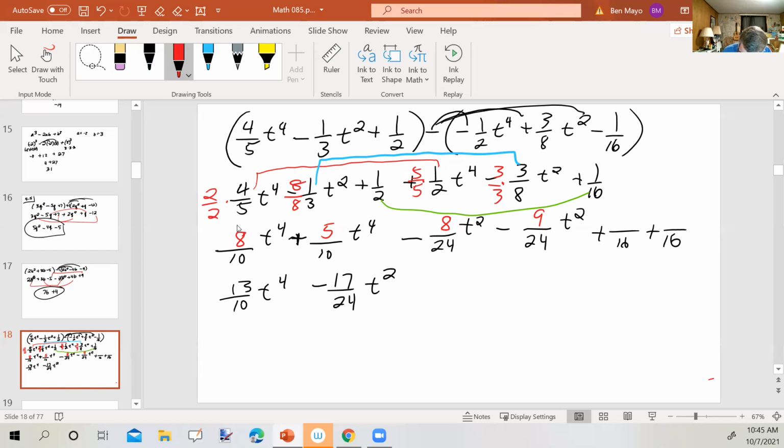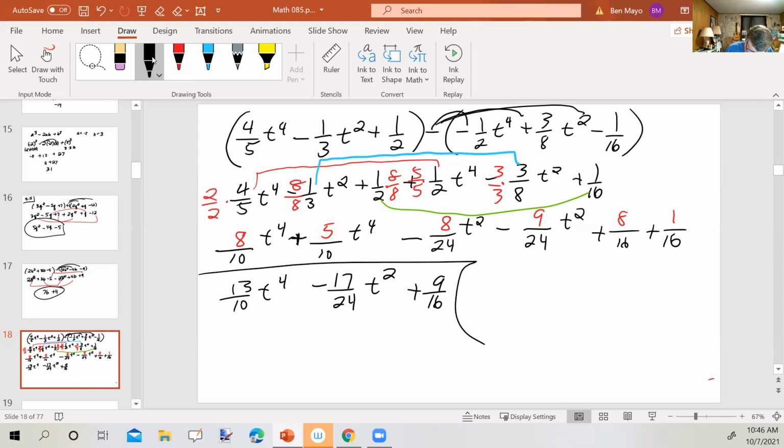And 1/2, we're going to multiply by 8/8 to get 8/16. And 1/16 is already just 1/16. 8/16 plus 1/16 is plus 9/16. So there's our final answer.